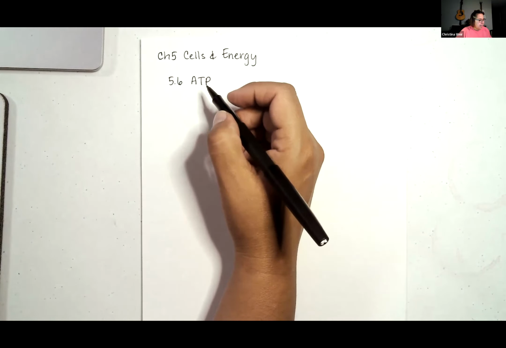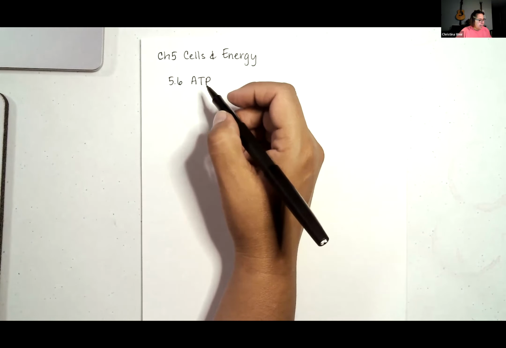So this chapter is called Cells and Energy, and I want to start out with this idea of energy first. In cells, the energy molecule is called ATP. Now, that is an abbreviation. ATP is an abbreviation for this long word, adenosine triphosphate.